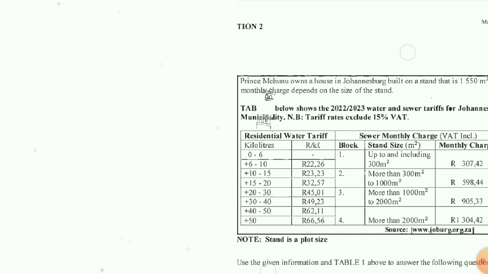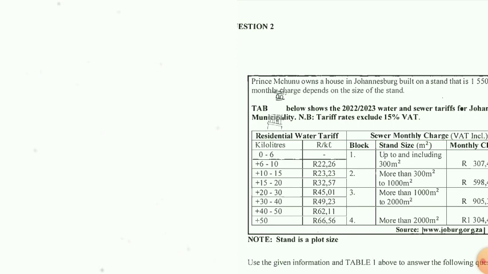I am saying this again. For each kiloliter, you're gonna get charged 22,26. If I use 10 to 15 kiloliters, for each kiloliter, I'm gonna get charged 23,23. If I use 15 to 20 kiloliters, for each kiloliter, I'm gonna get charged 32,57. I hope we are on the same page. If I use 20 to 30 kiloliters, for each kiloliter, I'm gonna get charged 45,01.